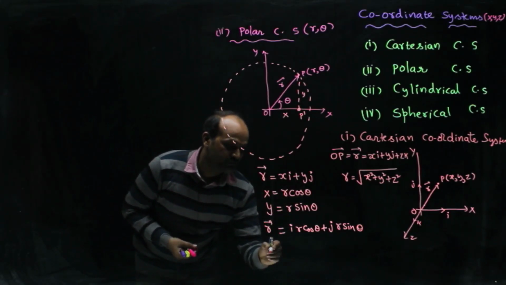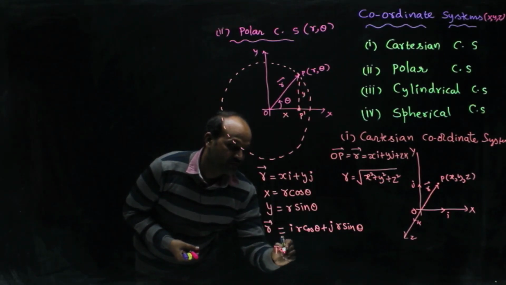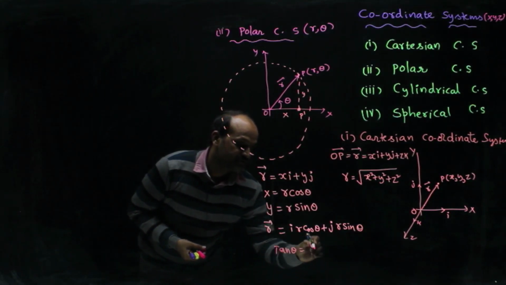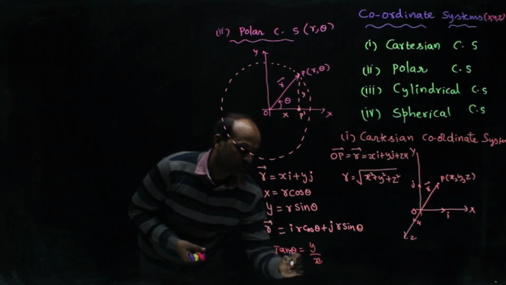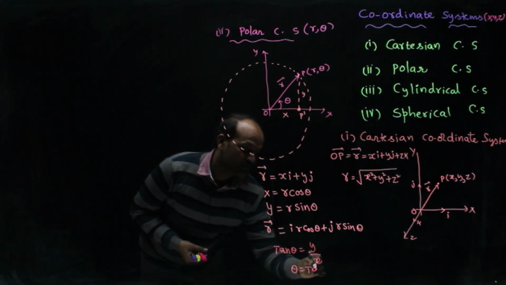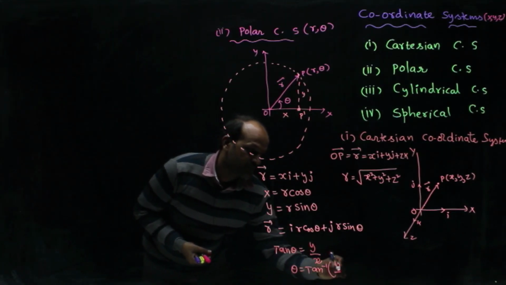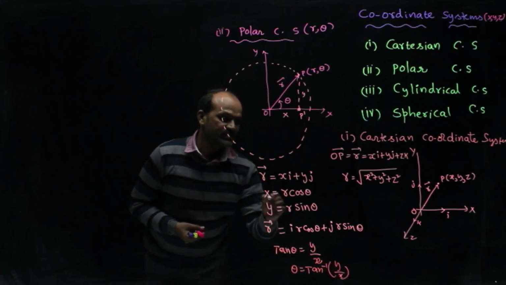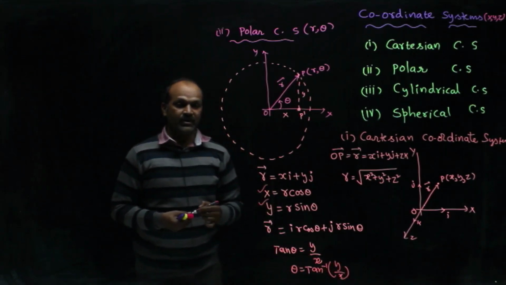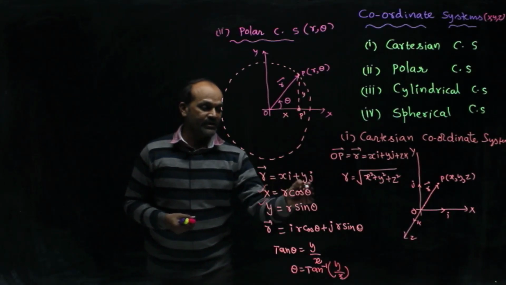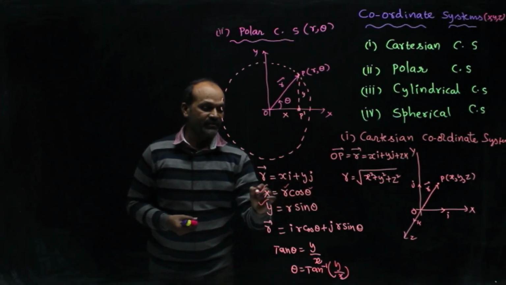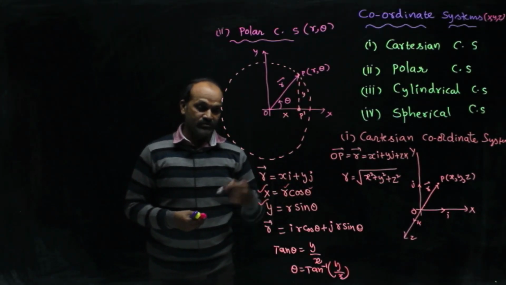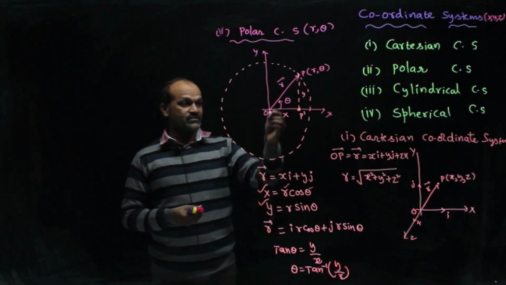Take the ratio of these two equations, that is y by x. If you take y by x, you will get tan theta. So theta is equal to how much? Tan inverse of y by x. So using these components, if you know r and theta, you can find x and y, and if you know x and y, you can find theta, that is direction also you can find.